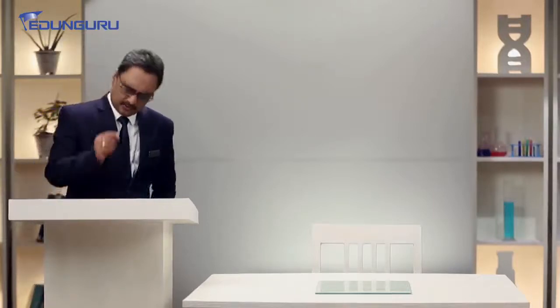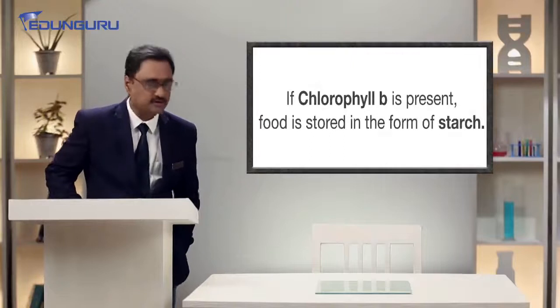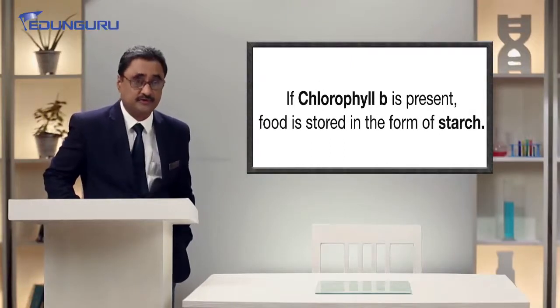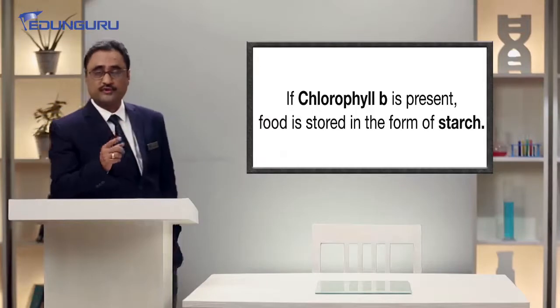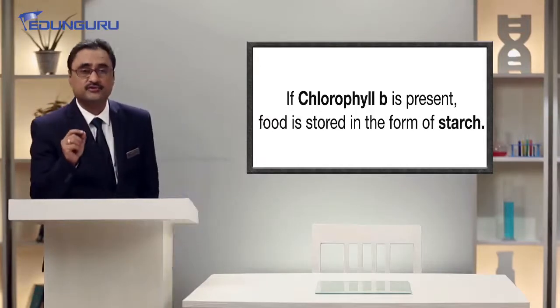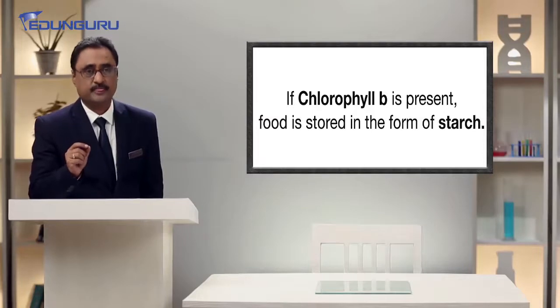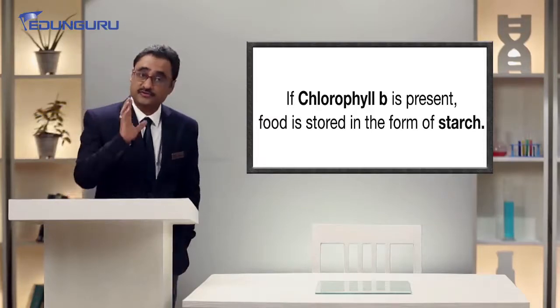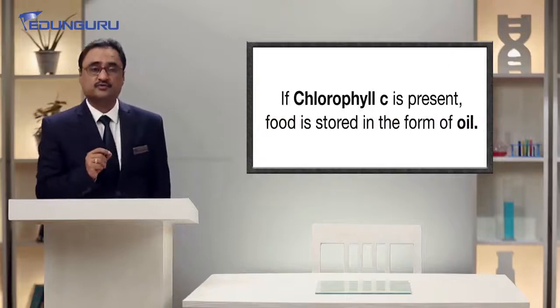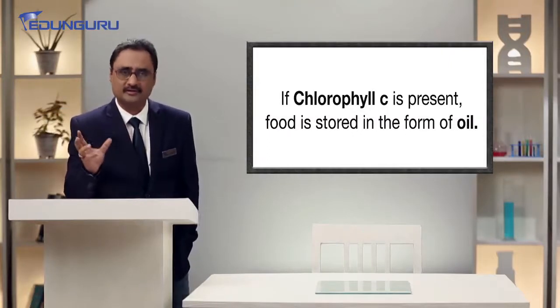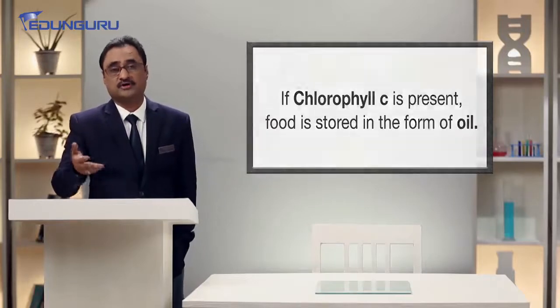So now the moment we talk about the photosynthetic pigment, the next logical question is in what form the food is stored. Here I would like to give you a very simple concept: whenever you see that the photosynthetic pigment is chlorophyll B, by default the food is stored in the form of starch. I repeat, whenever you see chlorophyll B, by default the food is stored in the form of starch, okay? And whenever you see chlorophyll C, by default the food is stored in one or other form of oil, okay? So here also one or other form of oil is there.